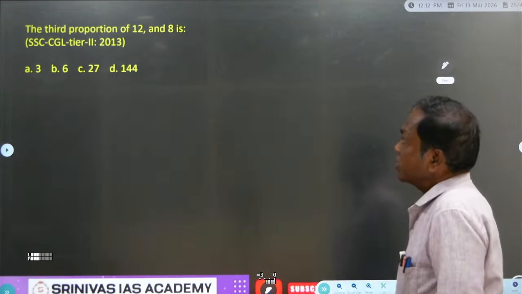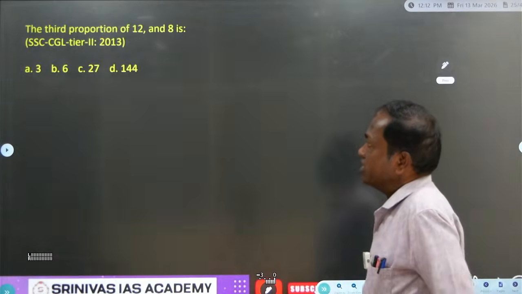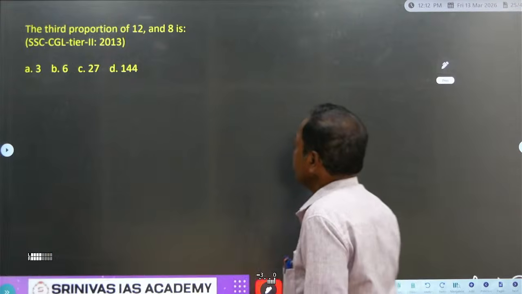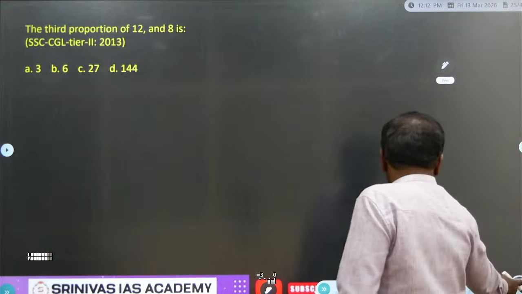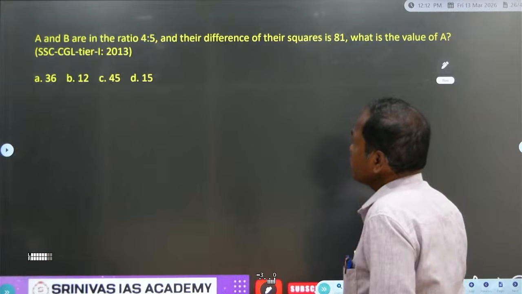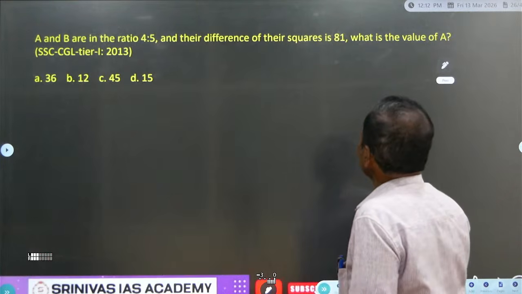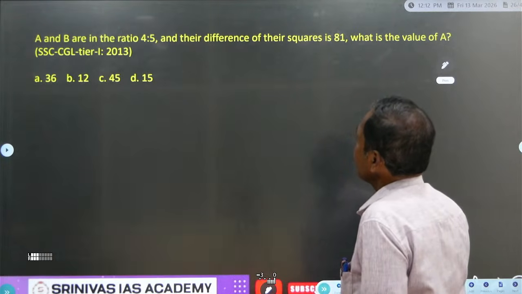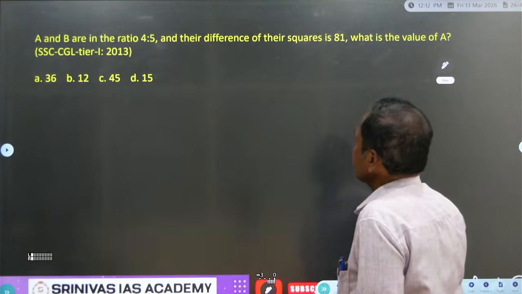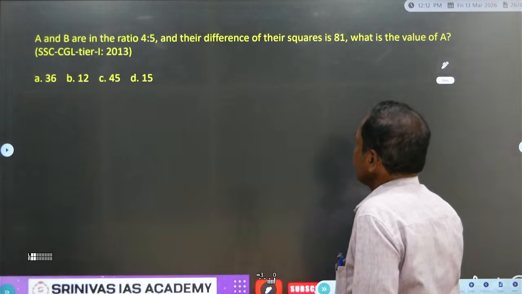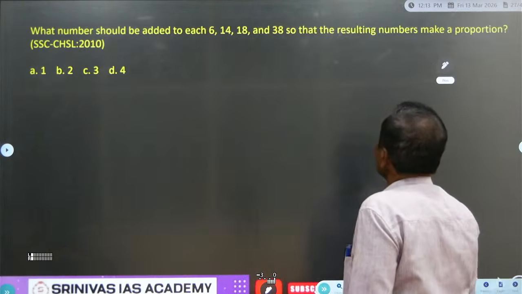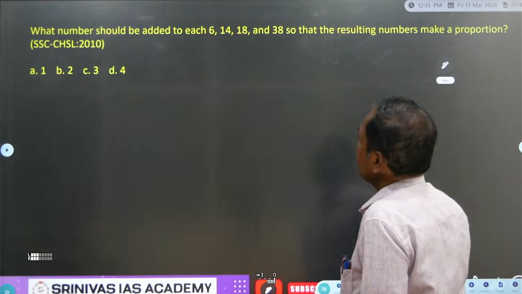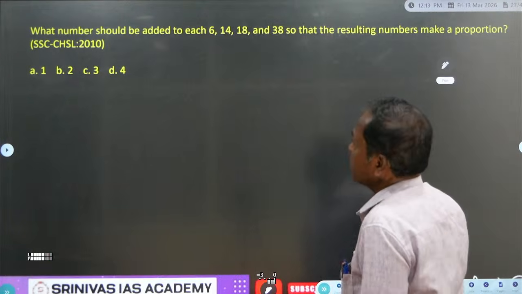Right. Next, third proportion of 12 and 8 is 12 and 18. Okay, done? Yes. And see now, A and B are in the ratio 4:5 and the difference of their squares is 81. Already we did this also, no? Yes, sir. Can take 16, 20. We did it. I think all these numbers we have done.